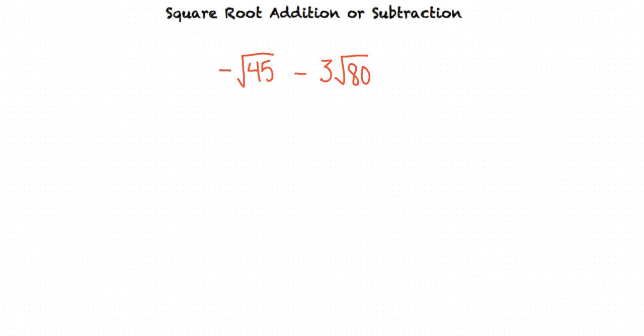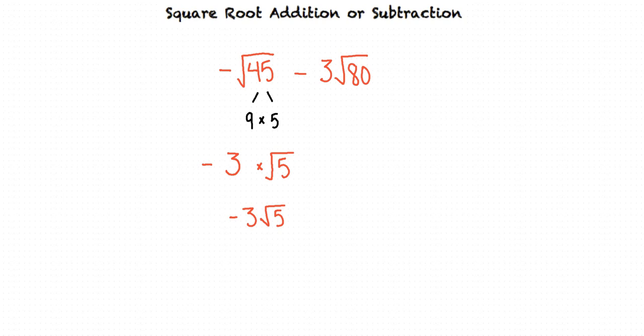To simplify negative square root 45, we look for the greatest factor of 45 that's a perfect square. 45 is equal to 9 times 5, and 9 is a perfect square. So we rewrite our square root term as negative square root 9 times 5, which is equivalent to negative square root 9 times square root 5. The square root of 9 is 3, so we see that negative square root 45 simplifies to negative 3 square root 5.